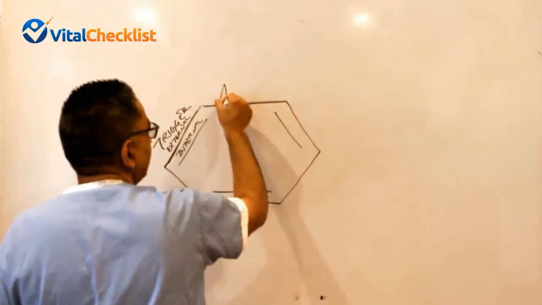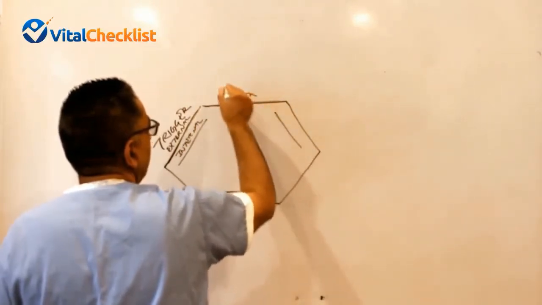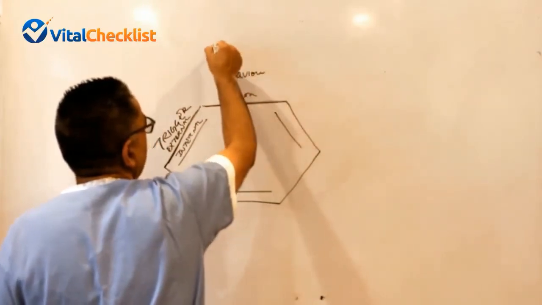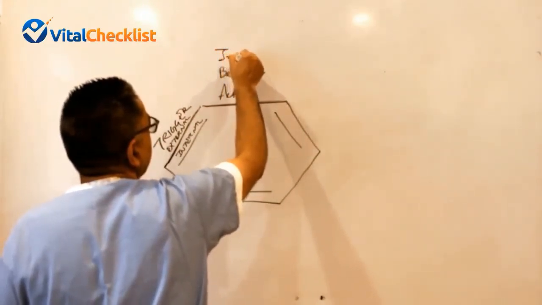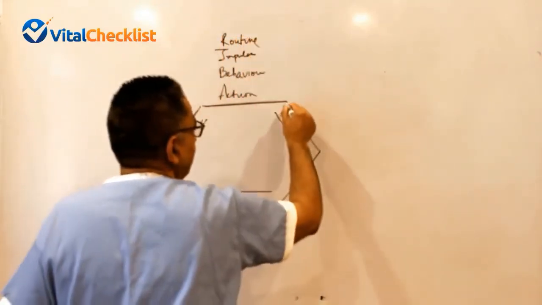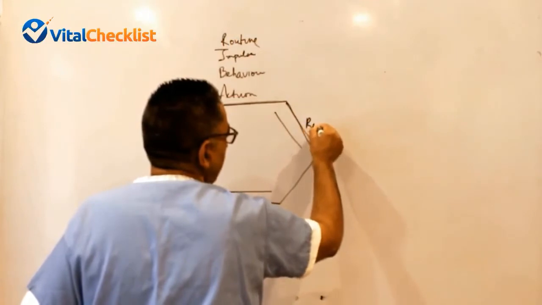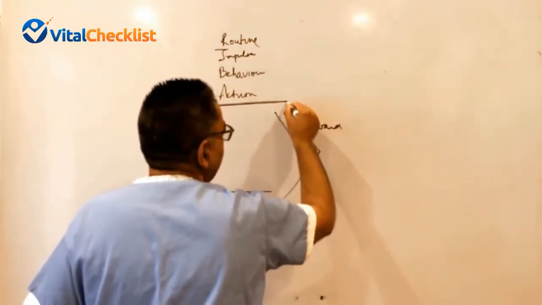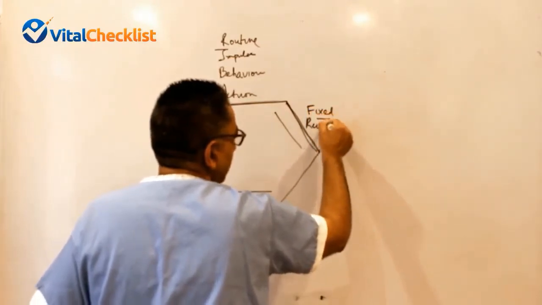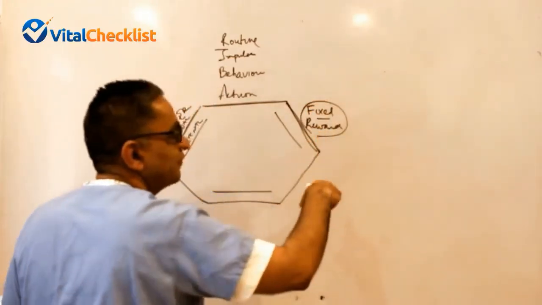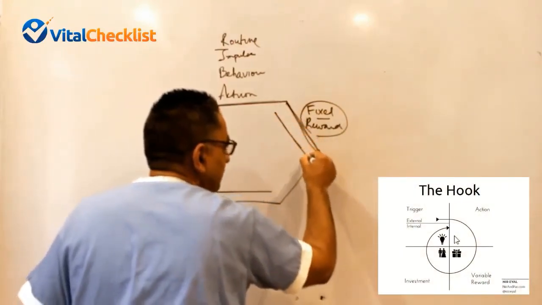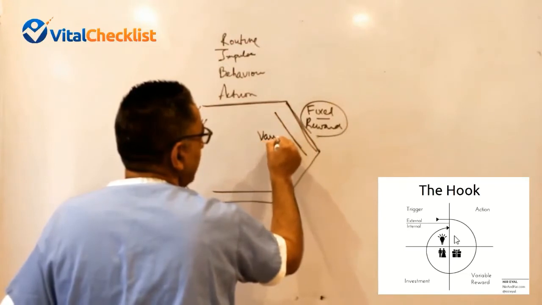This part is action or behavior or impulse, also called routine. This part is reward, and this is attached to here, so we will call it fixed reward. And remember, this is from Eyal's hooked model, and this part is variable reward.